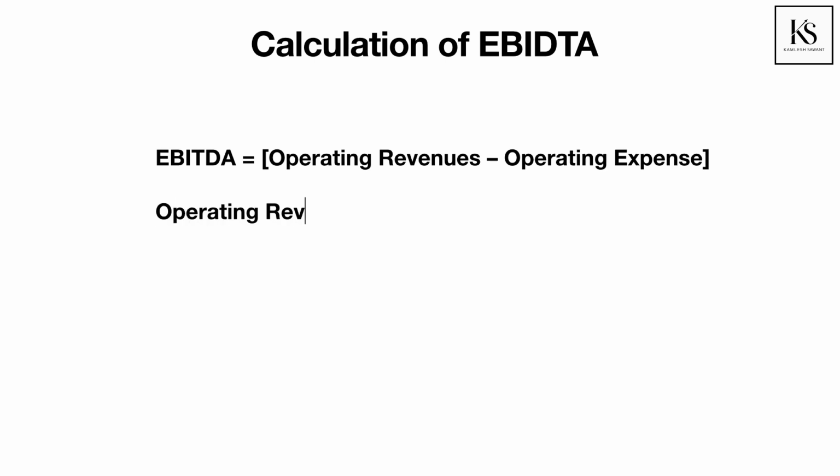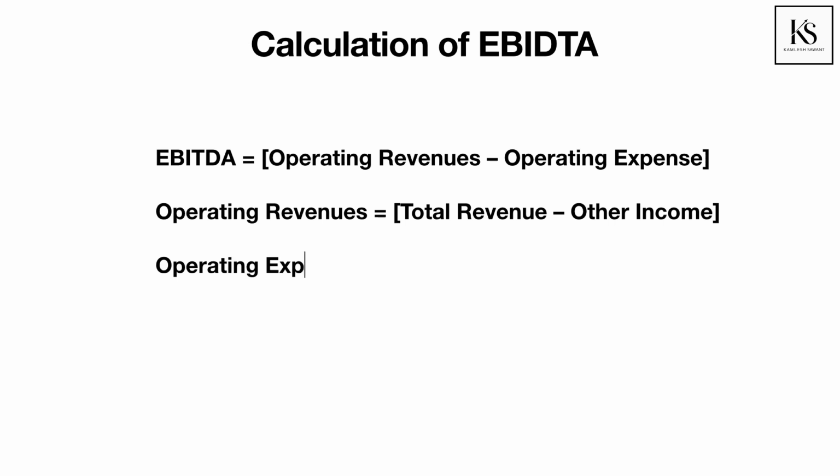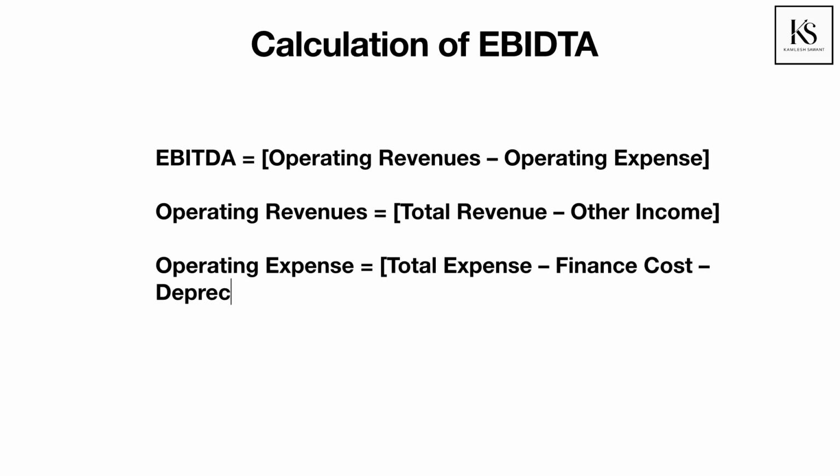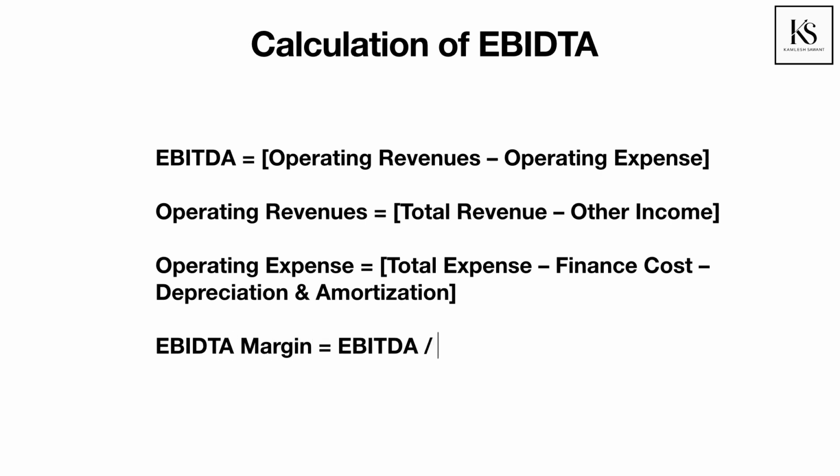In order to calculate the EBITDA margin, we first need to calculate the EBITDA itself. EBITDA is equal to operating revenues minus operating expense. Operating revenues is equal to total revenue minus other income. Operating expense is equal to total expense minus finance cost minus depreciation and amortization. EBITDA margin is equal to EBITDA divided by total revenue minus other incomes.